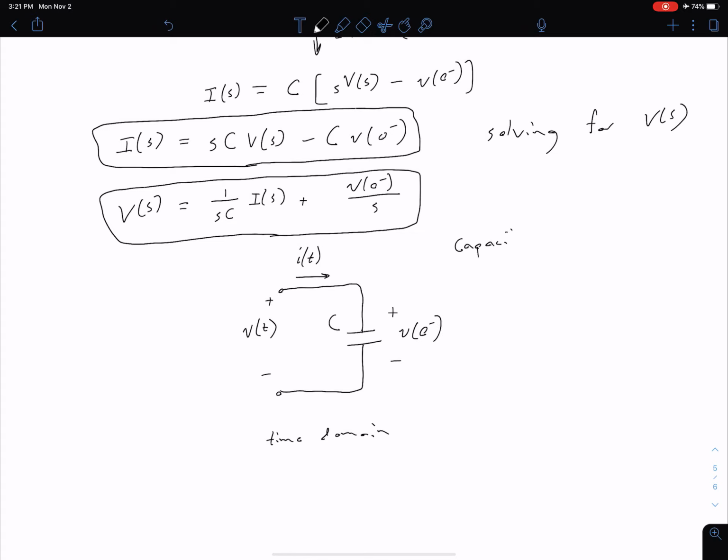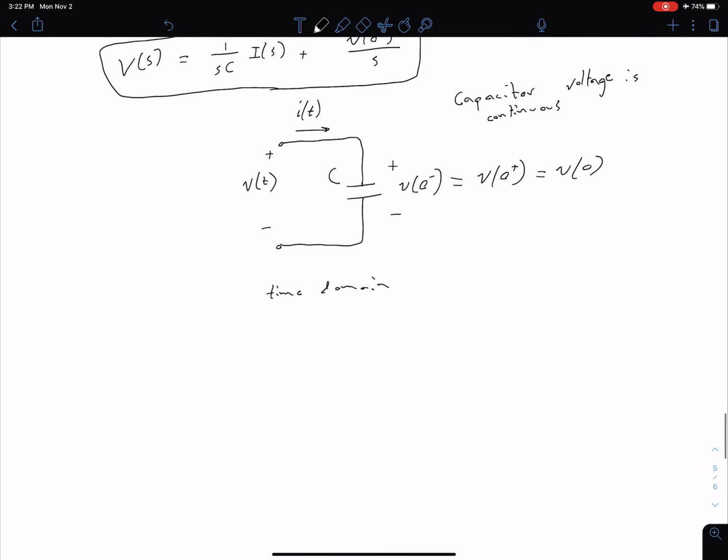But our capacitor voltage has to be continuous. And so what that means is it can't change instantly. So if we have some value at 0 minus, it's going to equal the same value at 0 plus. And more generally, we can just say that's the capacitor voltage at t equals 0. Okay, so that's our time domain circuit.